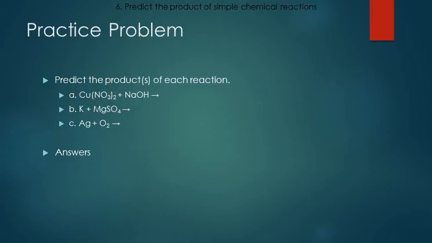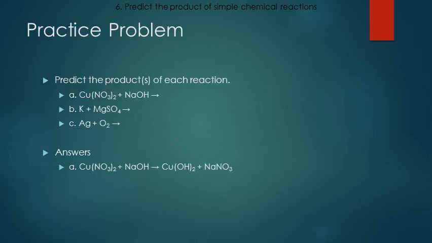Okay, now that you've had a chance to practice this, let's see how you performed. The first one, we have copper 2 nitrate reacting with sodium hydroxide. This is going to be a double displacement reaction. I know that because I have 2 compounds, so the cations are going to switch partners. So the copper takes the place of the sodium, sodium takes the place of the copper. This will give us copper 2 hydroxide and sodium nitrate. Again, notice that the charge in the copper ion remains the same. It's 2 plus on the reactant side, it is still 2 plus on the product side.